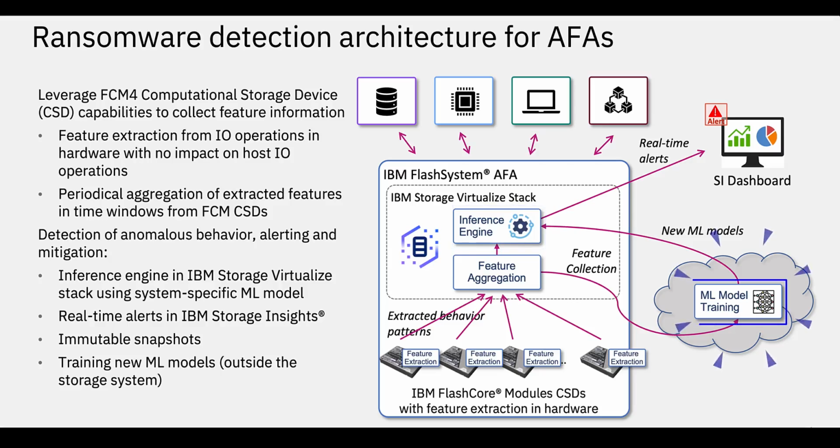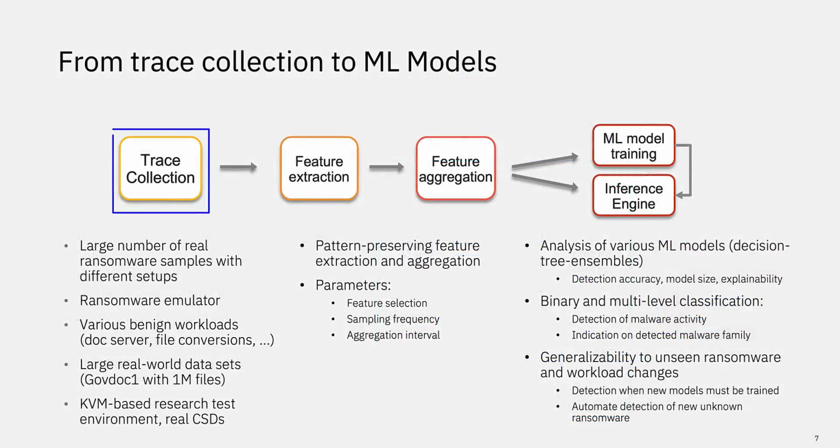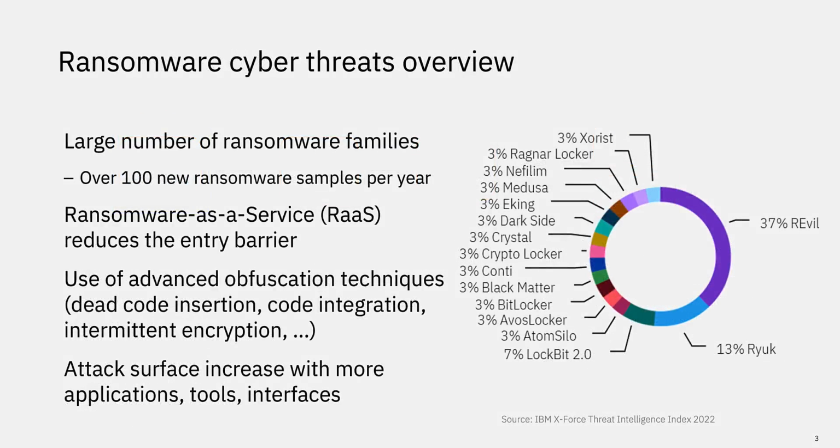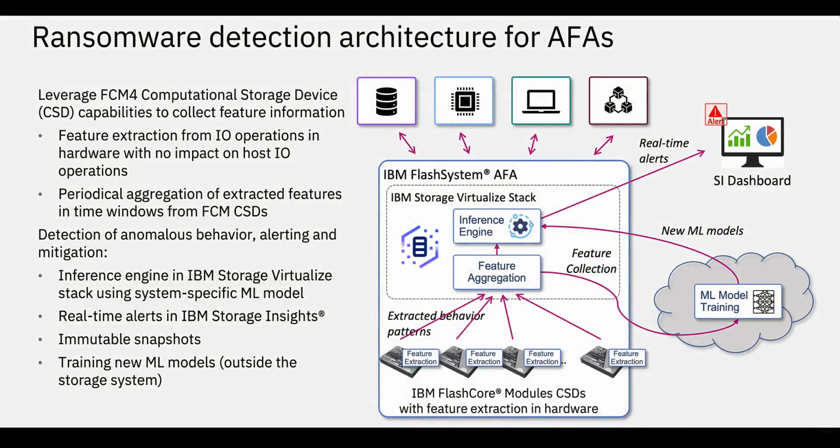The machine learning model that we deploy inside the Flash system is a model that we trained outside the Flash system, and we are using a large amount of different traces we collected on real systems here in our lab and at various locations in IBM worldwide. These traces are from different workload types and different file systems and setups, and also include traces from real ransomware samples that we were executing in an isolated environment. The models we train are all based on decision tree ensembles.